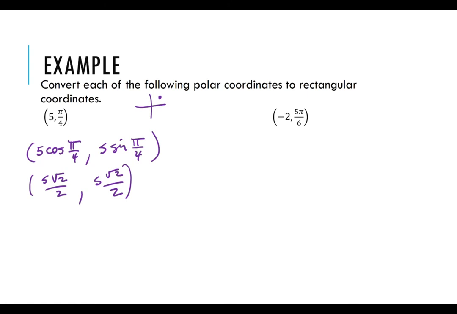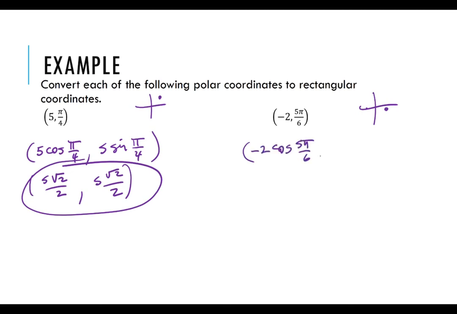Seems reasonable. Then if I've got negative 2, 5 pi 6, maybe let's graph it to double check ourselves. So negative 2, and then a rotation of 5 pi 6 puts us over here. Okay, so let's see what we get. Using conversion to rectangular coordinates, x is going to be r cosine theta, and y is going to be negative 2 sine of 5 pi 6.